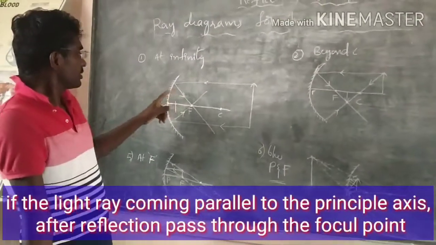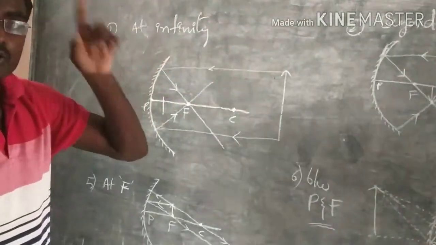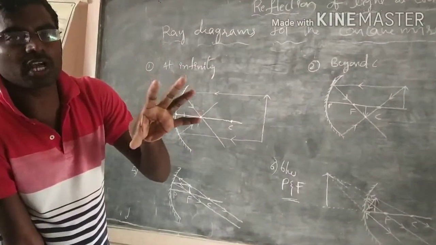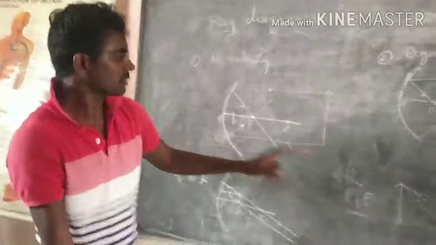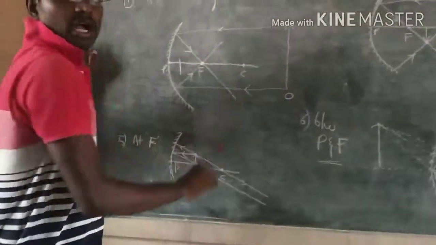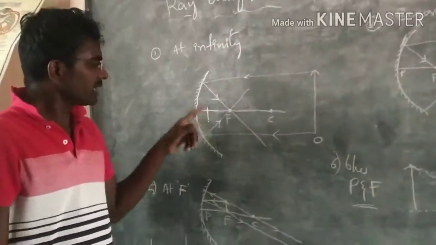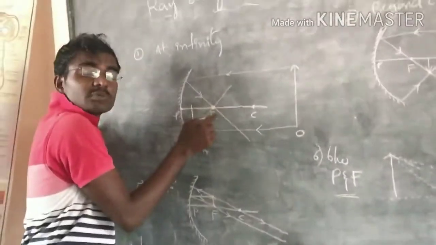Yes or no? See, if we keep the object at infinity, what happens? Already I told you, if the object is at infinity, all the rays coming from that object are parallel to the principal axis. So you see, this is the object. The rays are coming parallel to the principal axis, and they intersect at the focus point.